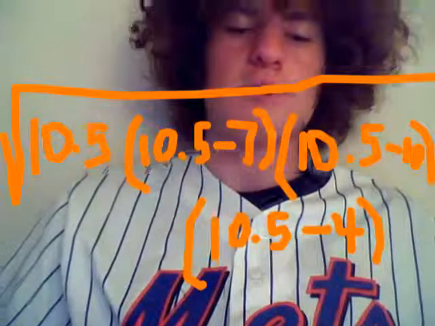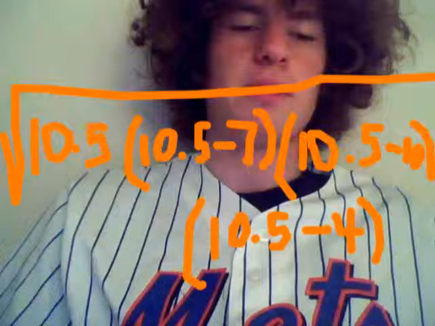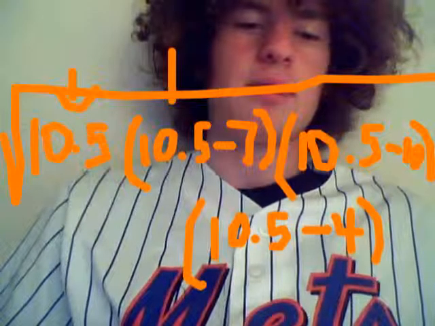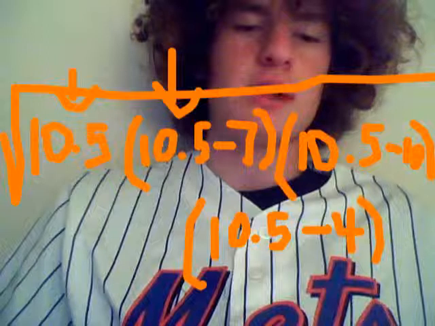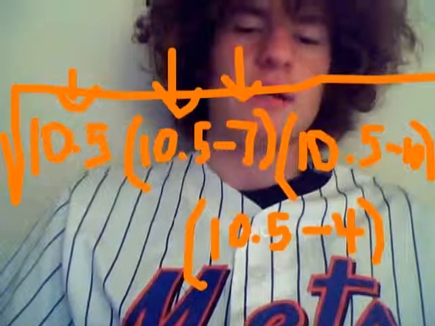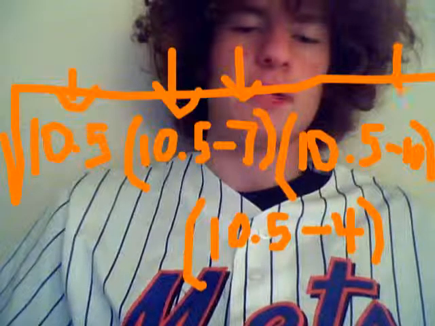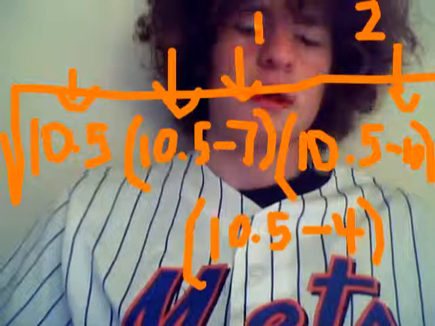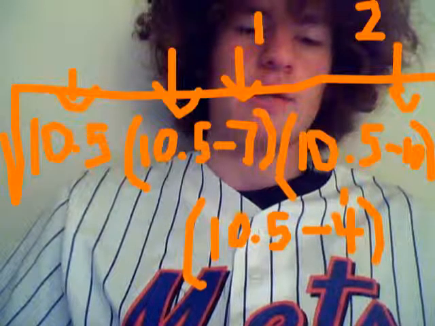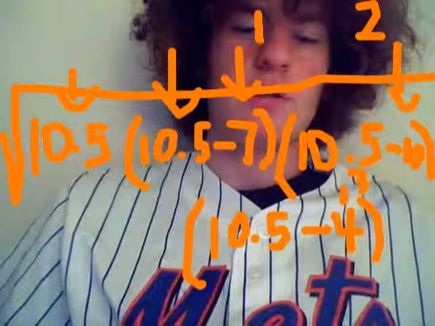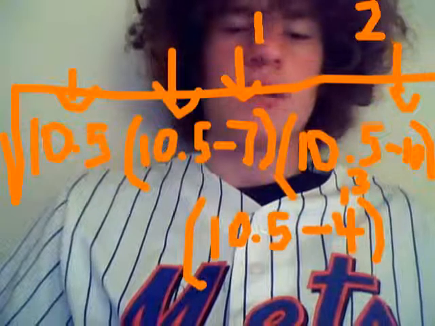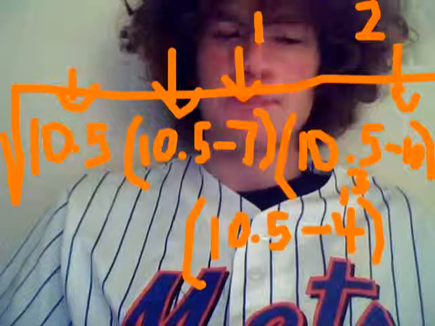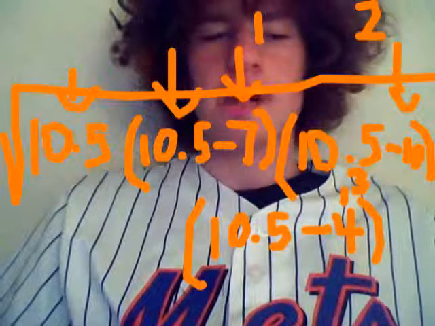Alright, this is what your formula should look like. The semi-perimeter is 10.5 right here, times the quantity, the semi-perimeter minus the first side length, and then the semi-perimeter minus the second side length, and then 10.5 minus your third side length. So those are the side lengths 7, 10, and 4, and then 10.5 is your semi-perimeter. Okay, so we're going to subtract first.